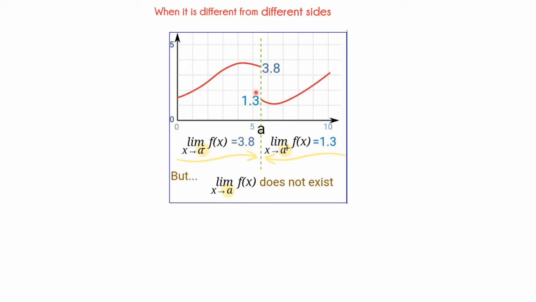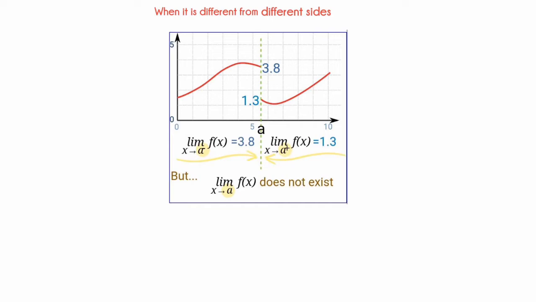Like in the first slide, where we discussed the case of 2, here on the left hand side it is approaching 3.8, and on the right hand side the value is approaching 1.3. This means the limit as x tends to a minus, the left hand side limit, is equal to 3.8, and the limit as x tends to a plus, the right hand side, f of x is equal to 1.3. So both sides are not coinciding.